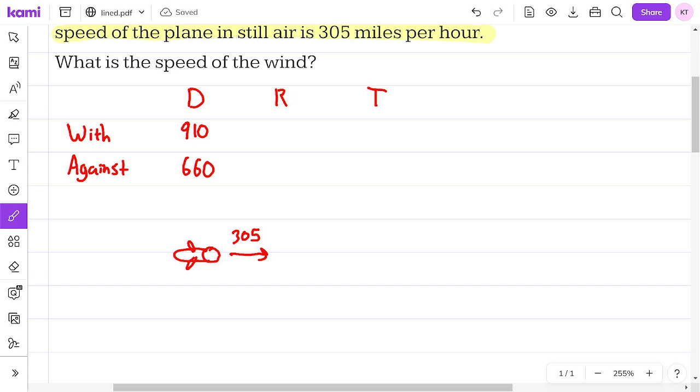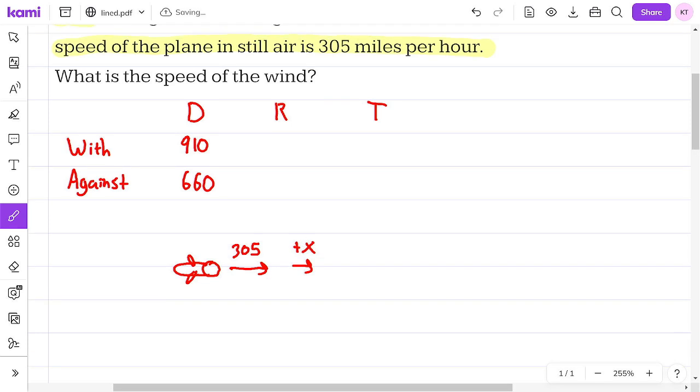Now, if something is going with the wind, that means it's going to be going faster because if the wind is behind it, it's going to carry it on to go faster. So that means I'm also going to be adding on some sort of value right here. And that's what we're trying to figure out, that speed of the wind. So to represent the rate with the wind, it'll be that 305 miles per hour, assuming there was no wind, plus whatever the speed of the wind is going to be.